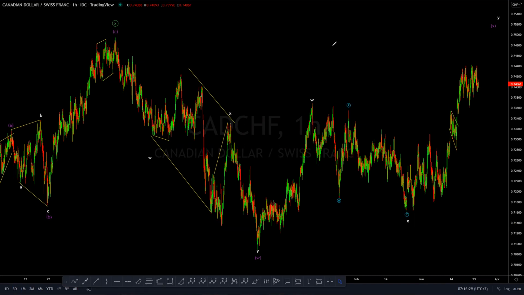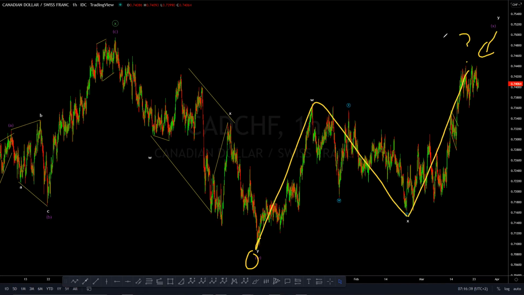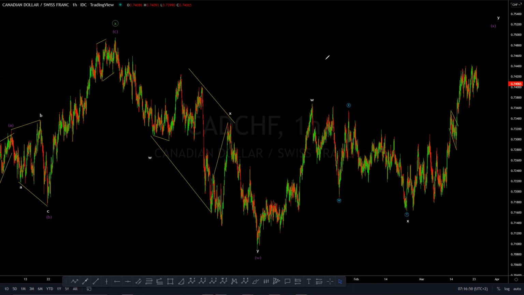Within wave Y itself, we have had a W. The question is whether the X is complete here or whether the X is going to complete higher at some other level, the X in purple, before we can see the move to the downside within wave Y in the purple degree of Y in the green degree, right?